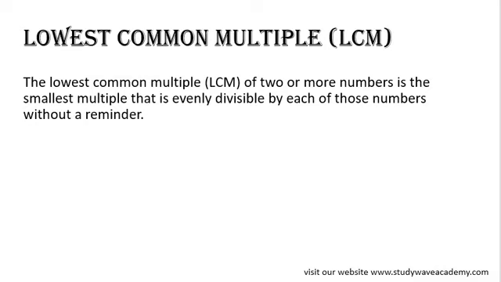The lowest common multiple of two or more numbers is the smallest multiple that is evenly divisible by each of those numbers without a remainder. Okay? Do we understand? It's the smallest number that can divide two or more numbers that are together without a remainder. Okay, now we're going to get into some examples to know and understand better what we mean by lowest common multiple.